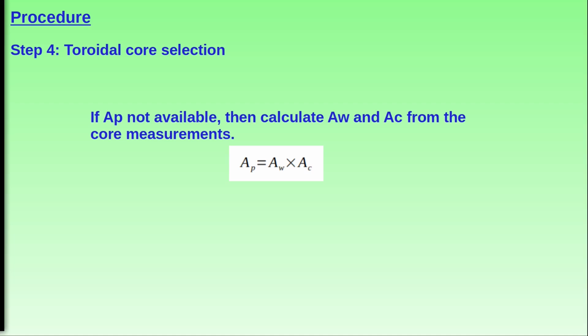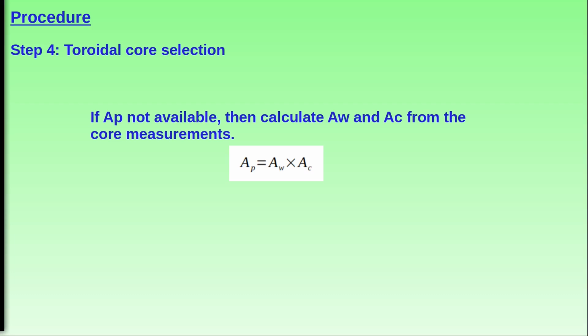Step number 4. Select the toroidal core we would like to use. In this step, we need to consult the manufacturer's datasheets for toroidal cores. They list various core sizes with their corresponding AP value. If the datasheet does not report that value, however, you can use the window area AW and the cross-sectional area AC and calculate the AP value as AP equals AW times AC.